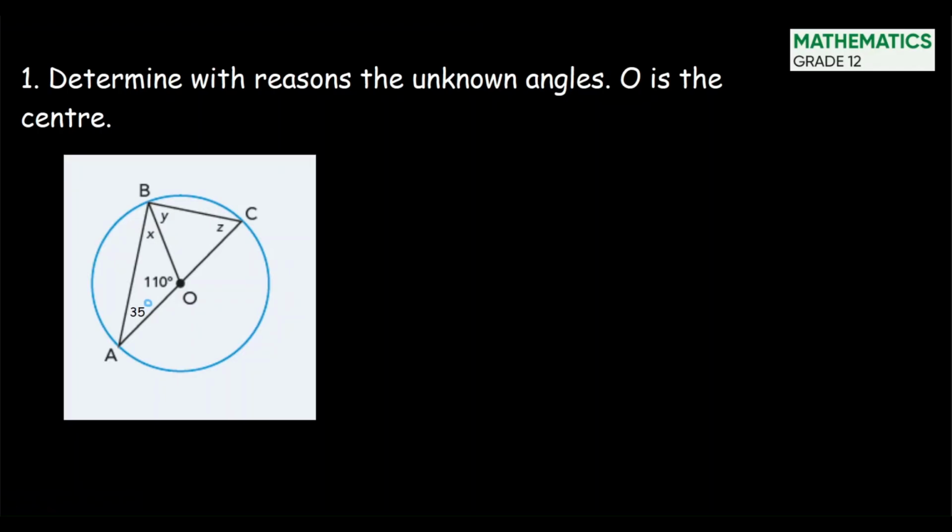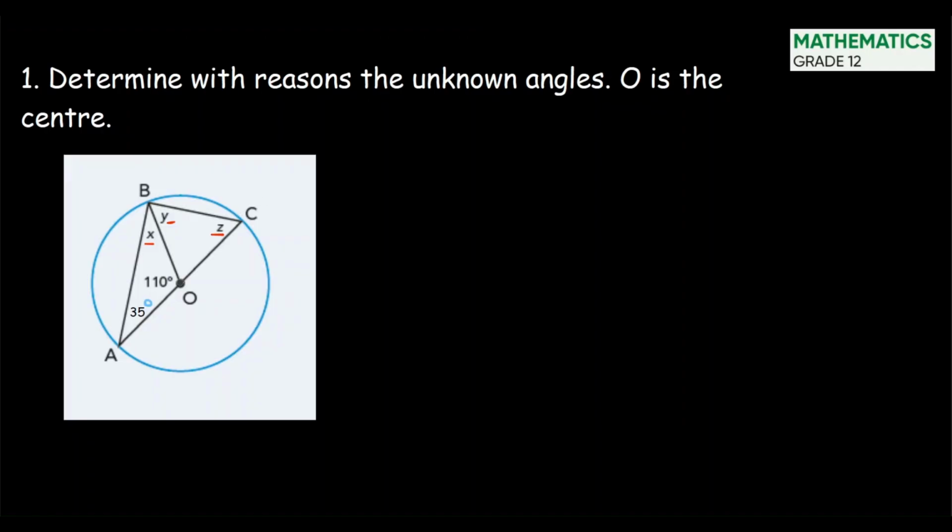So the question says, determine with the reasons the unknown angles, O is always the center of the circle. What we really need to know is that in Euclidean geometry, we always have to mention a statement and justify it with a reason, and then we'll get 4 marks for that. So we're given ABC, and we need to find what X, Y, and Z are. We know that angle AOB is 110, and angle BAO is 35.